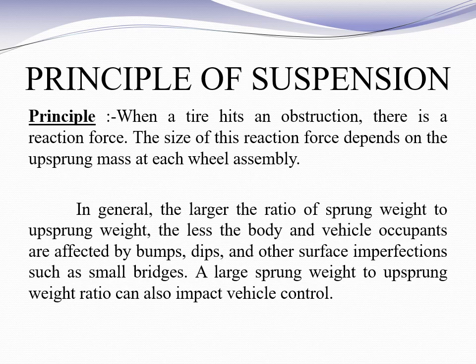The main principle of the suspension is that when a tire hits an obstruction, there is a reaction force. The size of this reaction force depends on the unsprung mass at each wheel assembly. In general, the larger the ratio of sprung weight to unsprung weight, the less the body and vehicle occupants are affected by the bumps, dips and other surface imperfections such as small bridges. A large sprung weight to unsprung weight ratio can also impact vehicle control.